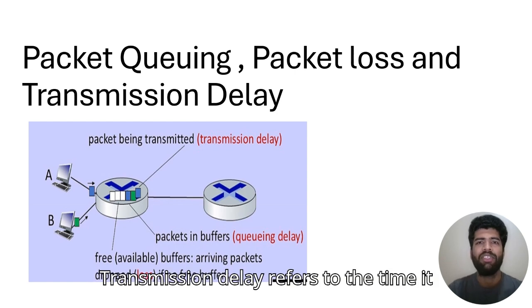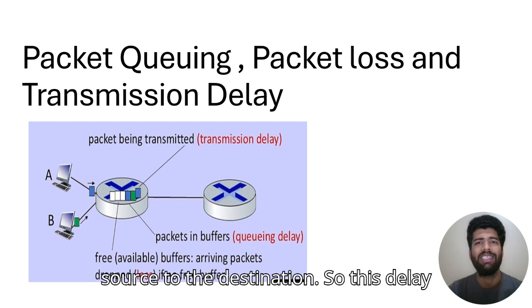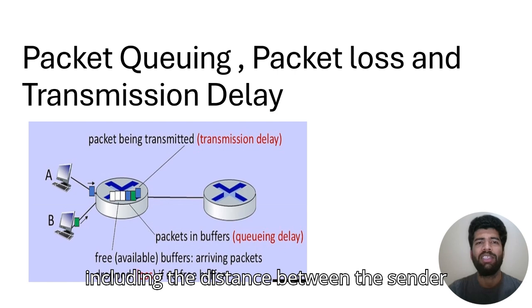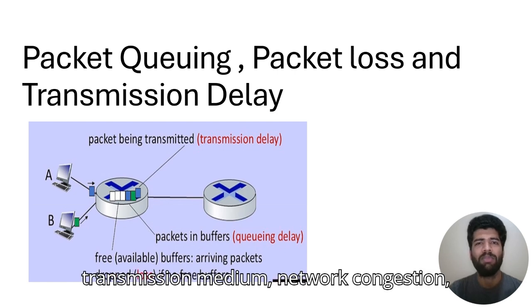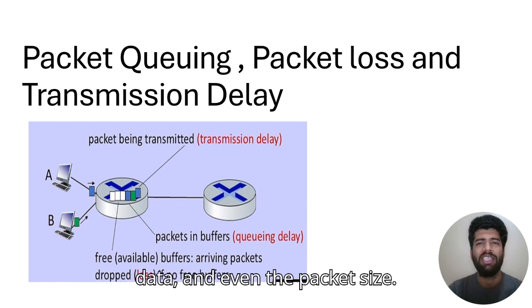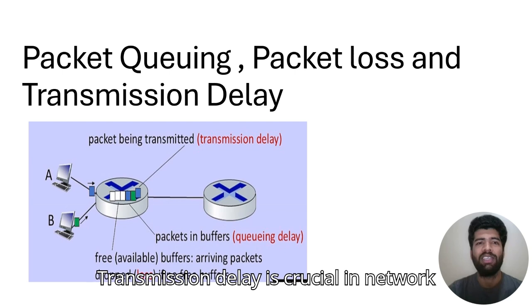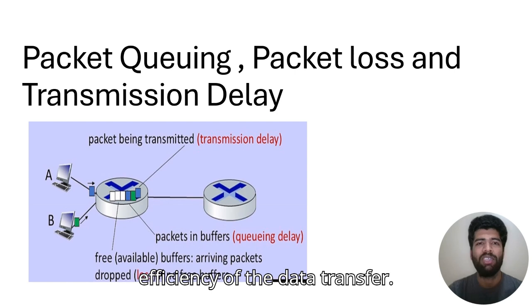Transmission delay refers to the time it takes for data to be transmitted from source to destination. This delay can be caused by various factors, including the distance between the sender and the receiver, the speed of the transmission medium, network congestion, and even the packet size. Transmission delay is crucial in network performance and can impact the speed and efficiency of the data transfer.